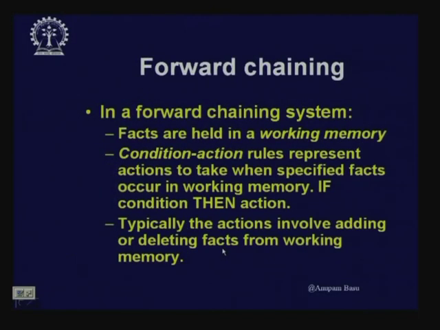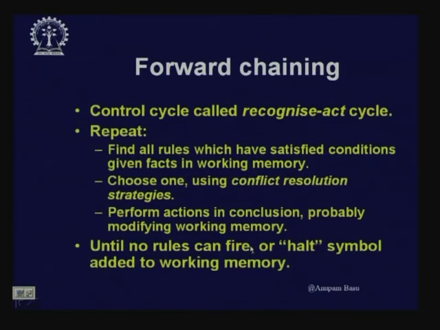All right. So, in forward chaining system, the facts are held in a working memory. All the time that we are drawing a fact base, that is kept in a working memory, and condition action rules which represent actions are in the form of if, condition, and then action. And typically the actions involve adding or deleting the facts in the working memory. All right. And the control cycle that we have talked about is the recognize act cycle. This is exactly the same which we discussed in the last lecture with match. Match is the recognize, then resolve the conflicts and act, that is the execute phase.